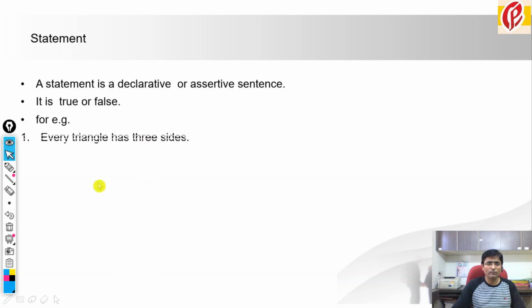For example, every triangle has 3 sides. This is a statement. Now tell me, is it true? Yes, it is true because a triangle has 3 sides. So it is true.